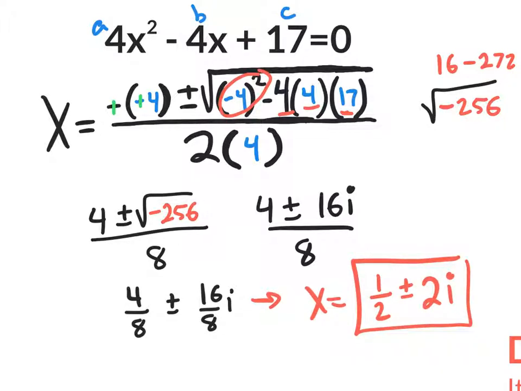So again, this is the correct answer, but it's not reduced. And even reducing it wouldn't cut it, because when you have an i, you want to separate your real from your imaginary. Complex number, real, imaginary. So we have to separate that 8 to the 4 and to the 16, and then divide each one of them, and that's your final answer right there. So the quadratic formula always works. It always works.